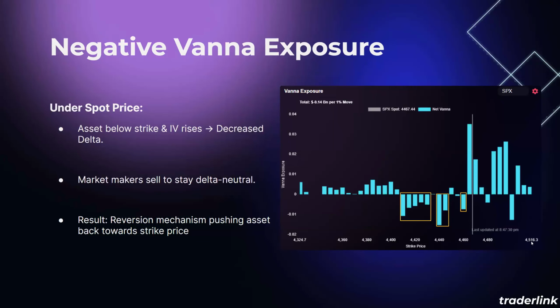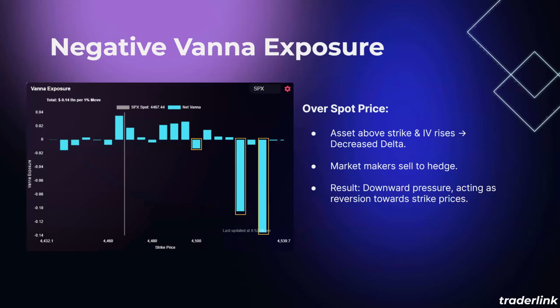And then we got, I think, one more instance of Vanna exposure. Negative Vanna exposure over spot price. When the asset's price is below the strike price with a high negative Vanna exposure, an increase in implied volatility is going to change the delta of that option again. And this is going to force market makers to sell the underlying asset.